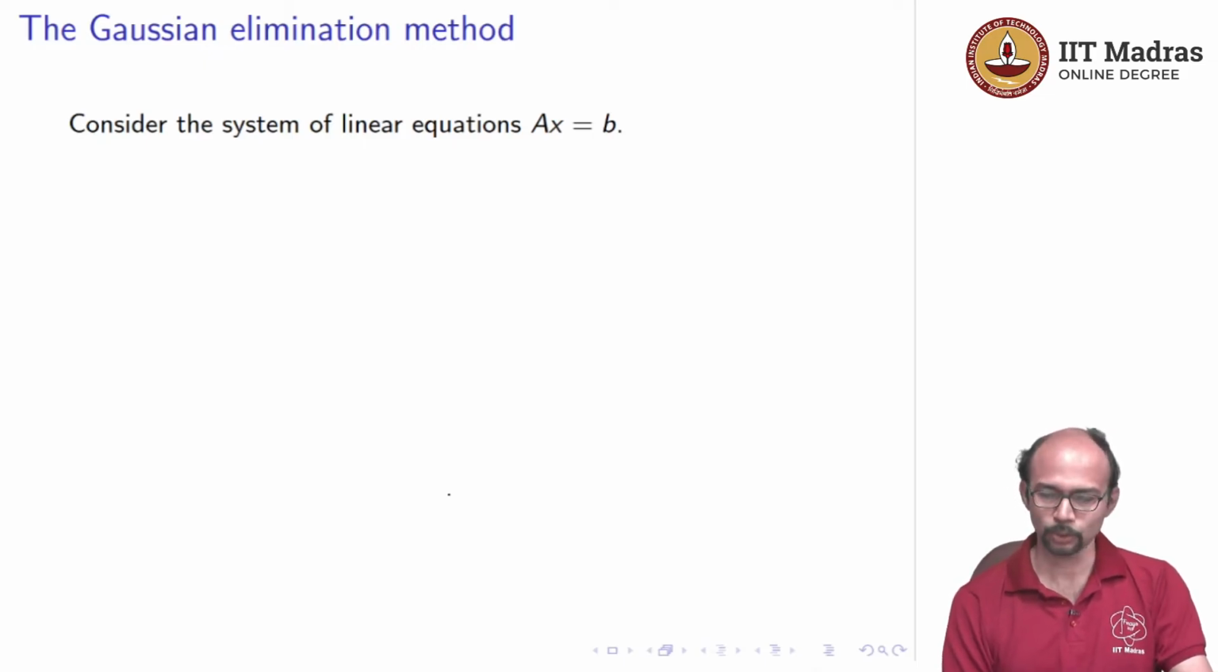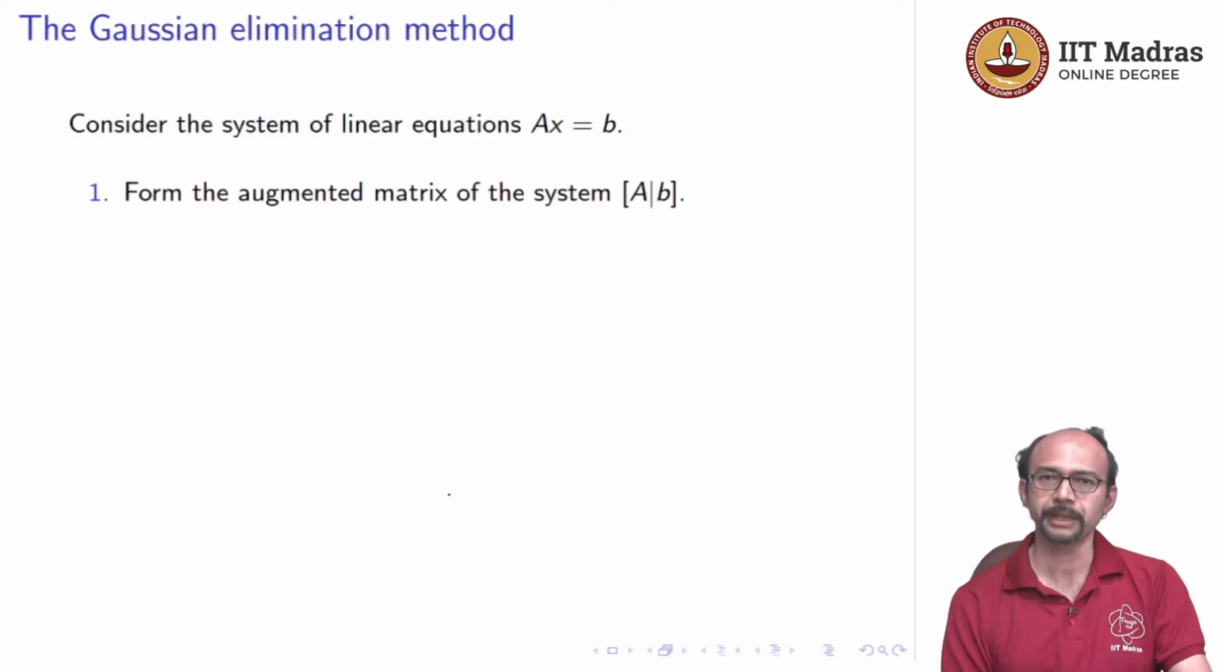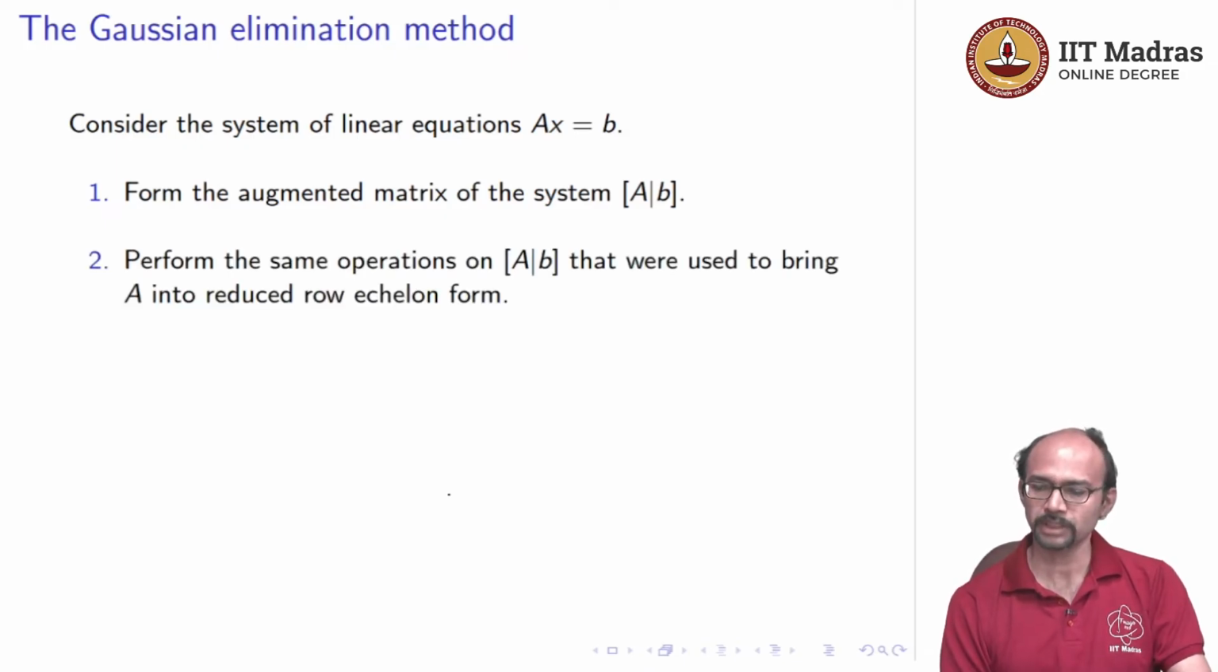Okay, so let's go through the steps. First, form the augmented matrix, which we just saw. Then perform the same operations on this augmented matrix that were used to bring A into reduced row echelon form. We know how to bring any matrix into reduced row echelon form. If you take the matrix A, there is a series of steps, an algorithm, using which you can put it into reduced row echelon form. So you have to use elementary row operations.